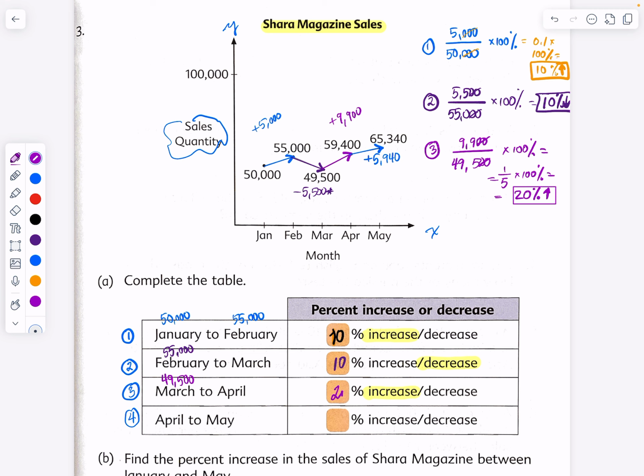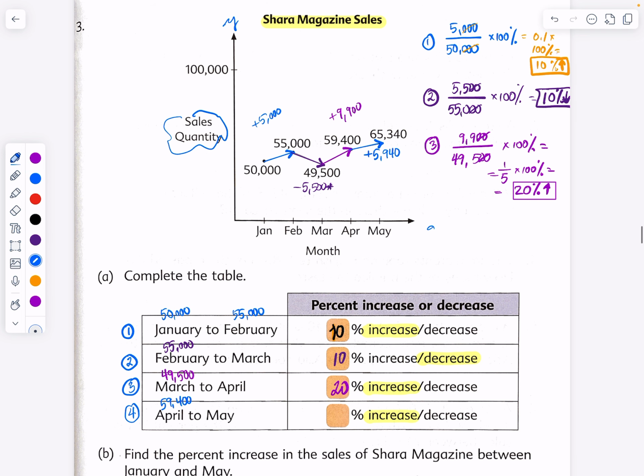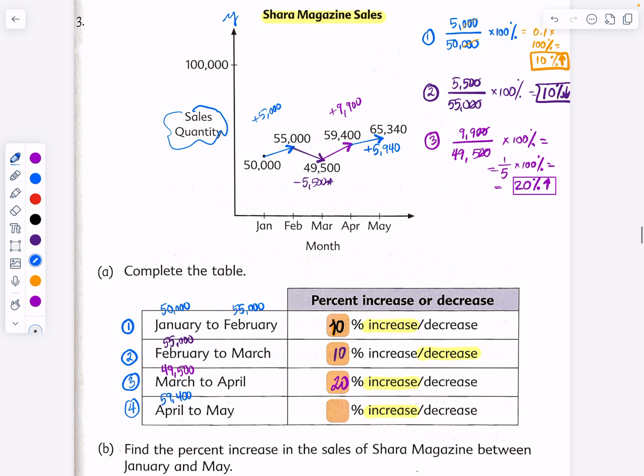20% increase. Finally, I'm again picking up the blue color. We are comparing April to May. We know in April the sales were 59,400, and we see there's still an increase. They're still growing their sales, which is very good for them. Still an increase. So let's write down step number 4. I'm going to delete the x-axis just to make things a little cleaner.